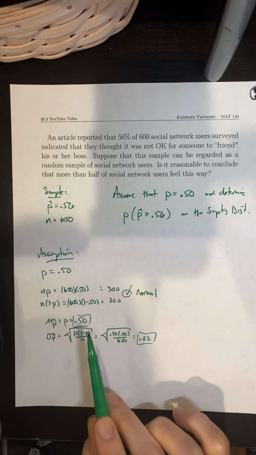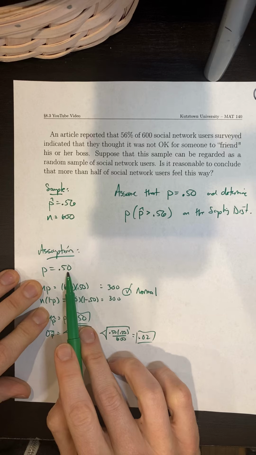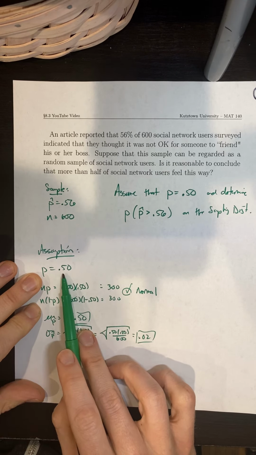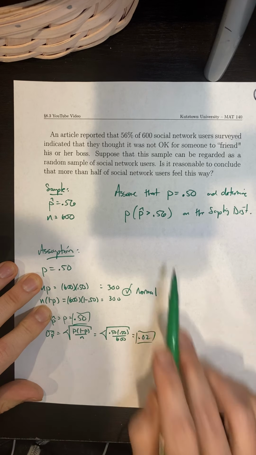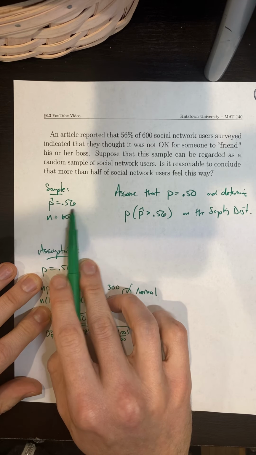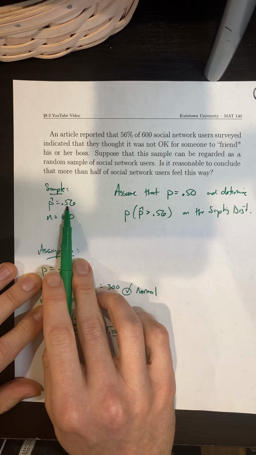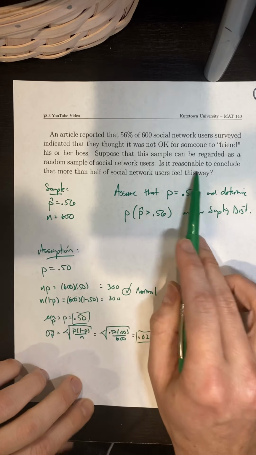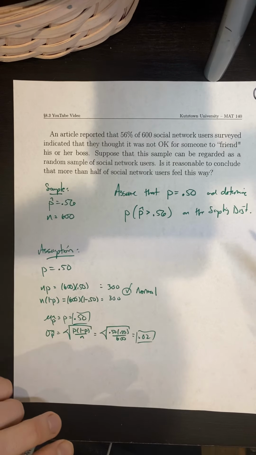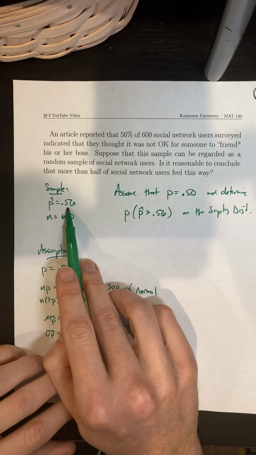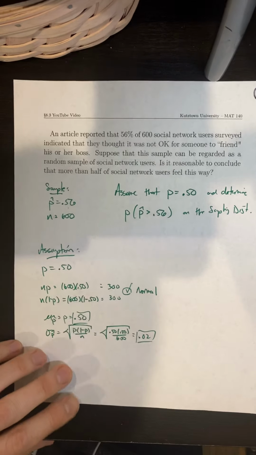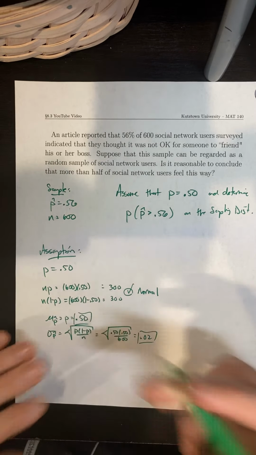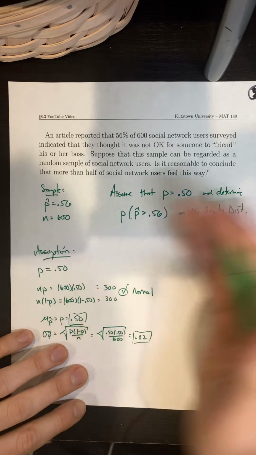So right away we can see that if we were assuming 50% of the population thought this was not okay, then my standard deviation is 2%. And so getting 56% out of a sample of 600, that's 3 standard deviations away. So it's very rare that I would have gotten this. So that gives me more evidence that it is reasonable to conclude that it's more than half of social networkers, because getting 56% was so rare of an event. How rare? Well, it was 3 standard deviations away from my assumed value of p. So this assumption must not be very good. It must actually be above 50.